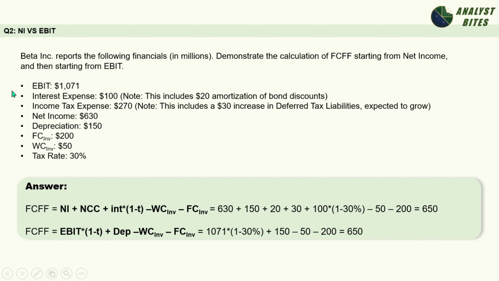Let's verify this by starting from EBIT. Remember, EBIT is upstream. It hasn't deducted interest and taxes yet, so we completely ignore bond amortization and DTL. Just add back depreciation. Similarly, it hasn't deducted interest, so there is no need to add interest back either. Run the numbers, and the result is still 650.